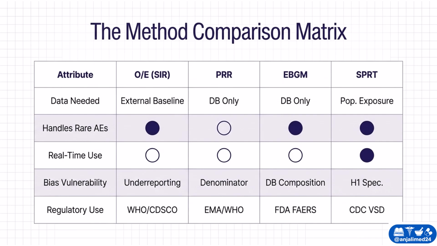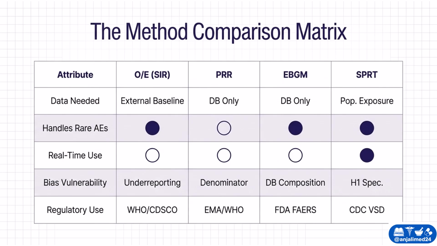Now, let's examine the ability to handle rare adverse events. Rare event analysis is one of the biggest challenges in vaccine safety surveillance. PRR often struggles with rare events because small numbers can create unstable or inflated ratios. On the other hand, O over E analysis, EBGM, and SPRT perform much better in rare event settings. EBGM is particularly strong because Bayesian adjustment reduces random statistical noise associated with sparse datasets.